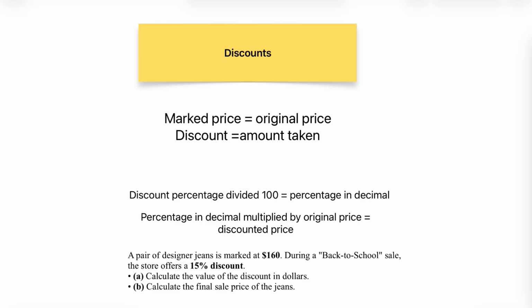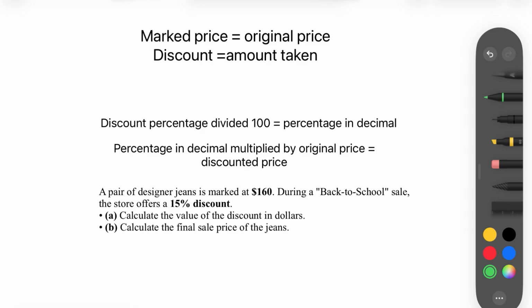So here's the key thing to remember. When CXC mentions marked price, it just means original price. Don't get tricked. They like to use these big words, but they all have simple meanings. So marked price means original price, and discount means the amount that is taken out of the amount that you are spending. Most of the time, they're asking you to find the amount that you are saving, right? So here's the formula right here. It kind of looks a bit confusing, but let's break it down. So to find the amount that you are saving, it is discount percentage divided by 100, which equals the percentage in decimal.